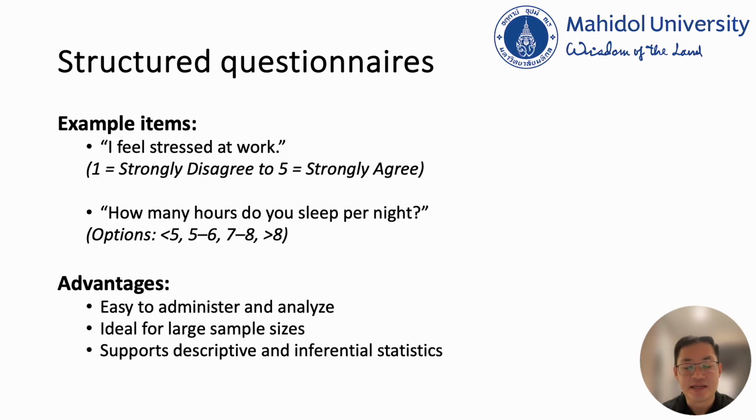Let's look at some example items. For instance, "I feel stressed at work" rated on a 5-point Likert scale, from strongly disagree to strongly agree. Another example is asking about sleep duration, with choices like less than 5 hours, 5 to 6 hours, and so on. These questionnaires are easy to administer, simple to analyze, and ideal for large-scale studies involving descriptive and inferential statistical analysis.